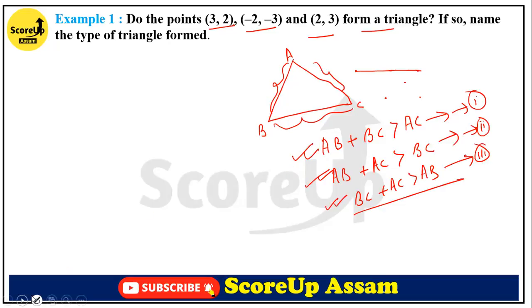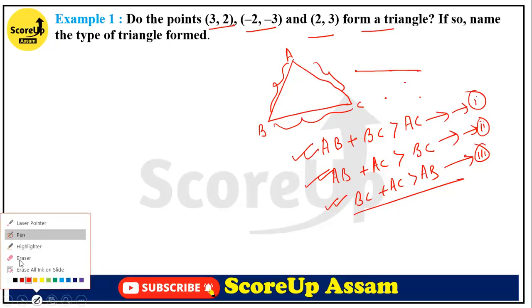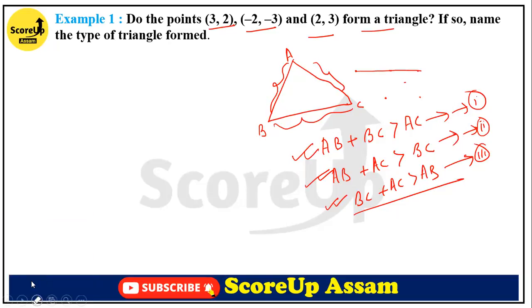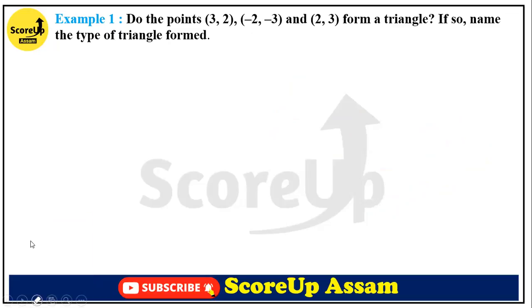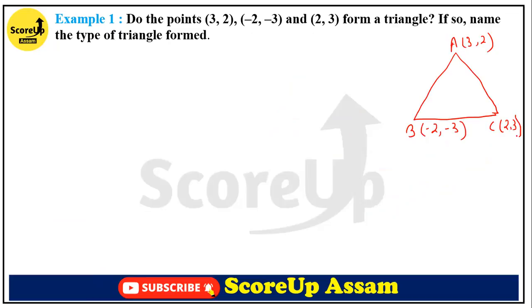Let me erase and explain in a better way. Suppose this is a triangle, and suppose this is A whose coordinate is 3, 2, this is B whose coordinate is minus 2, minus 3, and this is C whose coordinate is 2, 3. This diagram is just to explain to you, no need to draw a diagram.